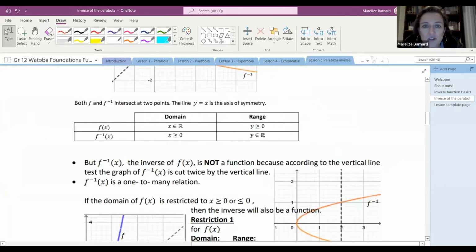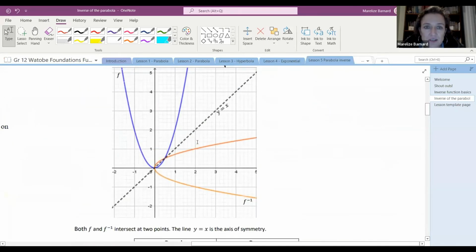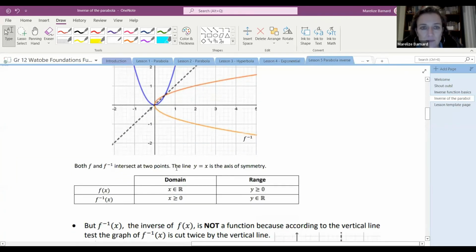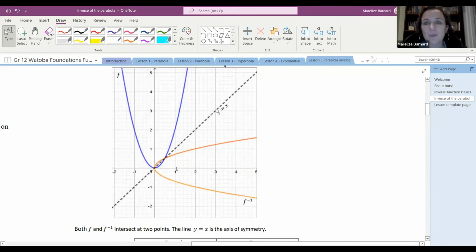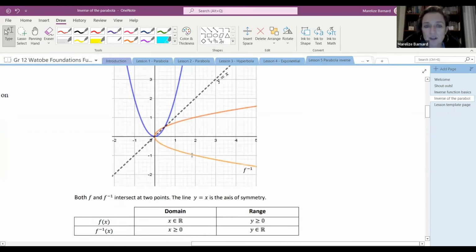Okay, I want us to look further now. So this is now very nicely what the graph should look like. This was drawn with computer software, so it's very nicely to scale and everything. So let's talk about this thing of a domain restriction. Our orange graph, which is the inverse, is not a function. I think we've established that. Vertical line test, it's going to cut through the graph in two places.